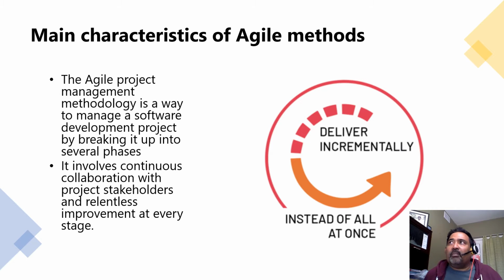First, let's talk about the main characteristics of Agile projects, Agile methodologies. Number one is that Agile is incremental. It breaks the entire project into multiple small phases and the work is built incrementally and released incrementally. This is totally in contrast with the traditional waterfall methodology. And as you can see in the visual here, it delivers incrementally instead of all at once.